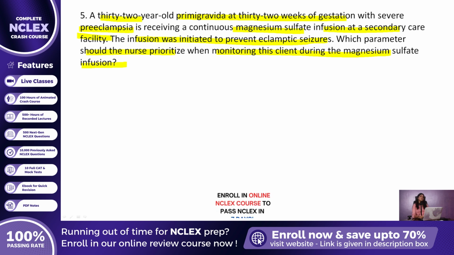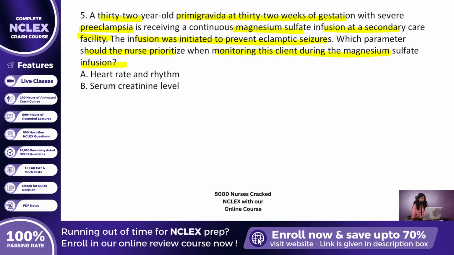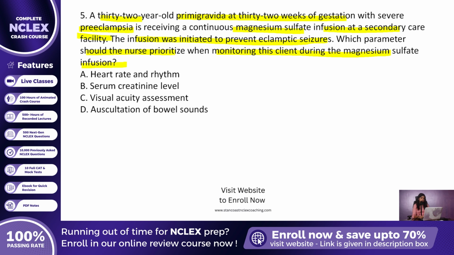Now let us take a look at the answer options. Option A, heart rate and rhythm. Option B, serum creatinine level. Option C, visual acuity assessment. Option D, auscultation of bowel sounds. The correct option is option A, which is heart rate and rhythm.